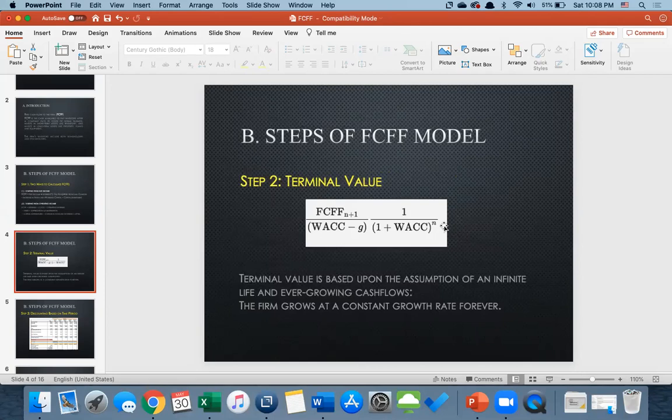The next step is to get the terminal value. Terminal value is based on the assumption that the company has an infinite life and ever-growing cash flows, which means the firm will grow at a constant growth rate forever. The g represents the terminal growth rate used to get the terminal value. So that's the terminal value.